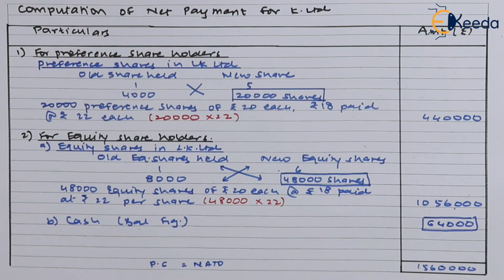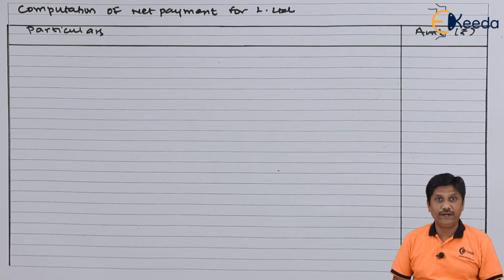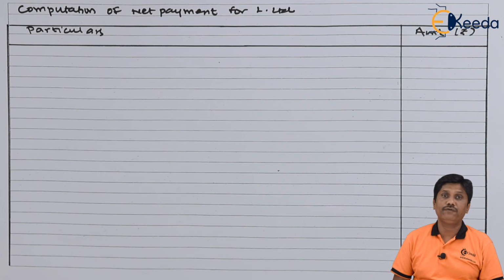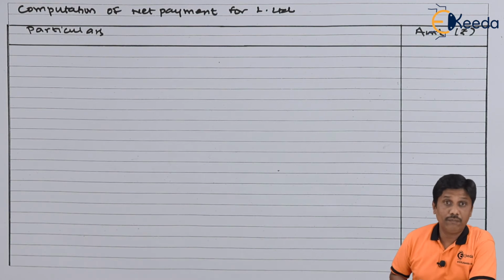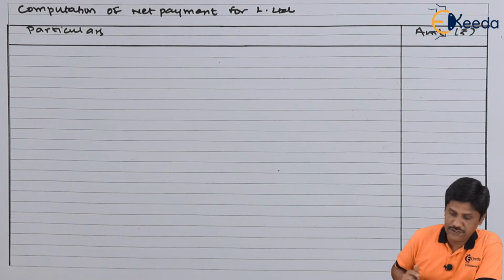In the same manner, we need to work out PC for L Limited. Let us work out that. Friends, I am ready with the format or pattern for computation of net payment. So let us calculate PC, that is net payment for L Limited. Number one, they have given you payment for preference shareholder.